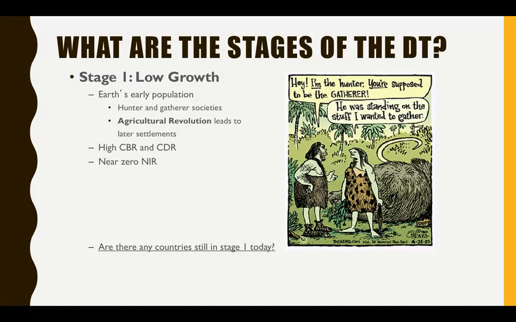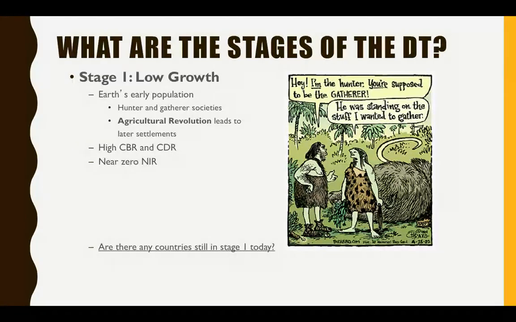In stage 1, we know that there are no countries in stage 1 today. We know that this is a low growth stage, or this is kind of Earth's early population. So hunter-gatherer societies, eventually leading to the agricultural revolution, which would lead to people settling and creating civilizations. So we see a high crude birth rate, a high crude death rate, and because of that, we don't see any real natural increase rate. It pretty much stays stagnant or at 0.